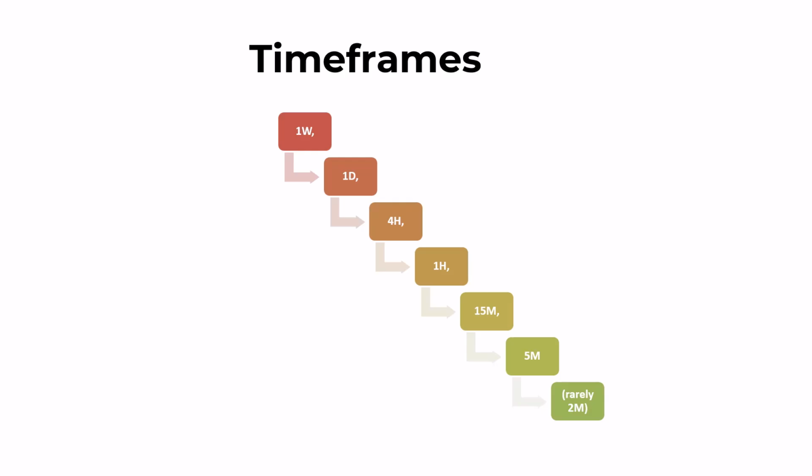Here's how we analyze them. Top-down approach. Always start with the highest timeframe, like 1 week or 1 day, to find major variables like order blocks or fair value gaps. These set the market's direction.